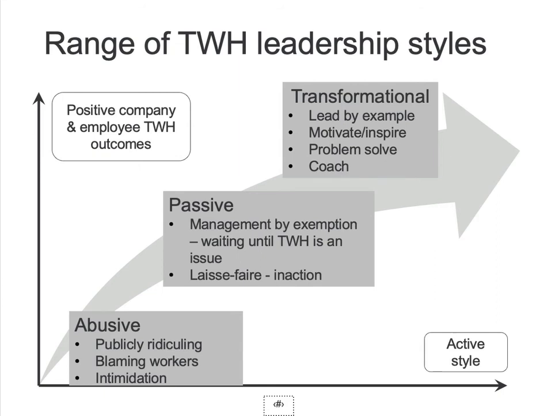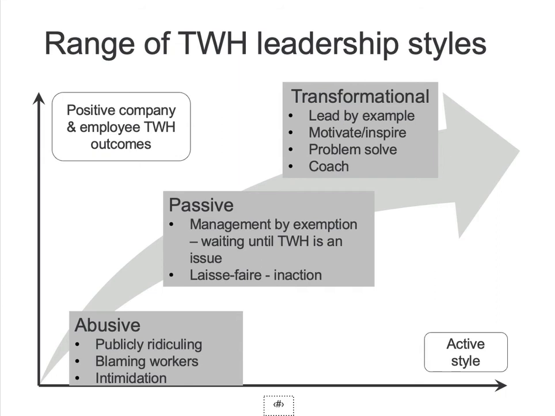So on the bottom left here, we have leaders who are employing an abusive leadership style. Maybe they're publicly ridiculing someone for bringing up a safety issue in front of the rest of the team members. Maybe they're blaming workers for their injuries at work. Maybe they're intimidating them. They don't want them to report an injury at work. And so this type of leadership practice elicits, as you can imagine, the worst outcomes.